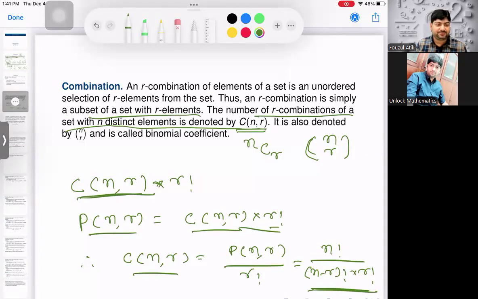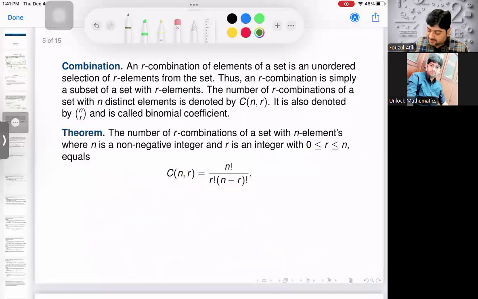I hope you understand. So this is the theorem. The number of R combinations of a set with n elements, where n is a non-negative integer and R is an integer with this condition, is C(n, R) equal to n factorial divided by R factorial times (n minus R) factorial. We all know it from our +2 level, but now we understood why it is happening. Combinations are related to permutations divided by the number of ways it is arranged, because it's just a selection. I hope it is clear.